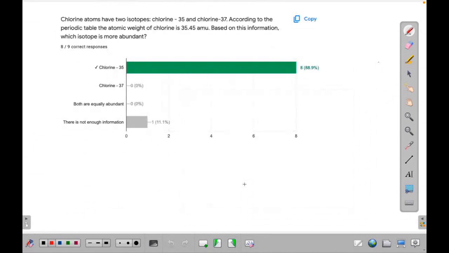This is the same type of concept. This is, again, going back to mass spec, isotopes, and atomic weight or atomic mass. So according to the periodic table, the atomic weight of chlorine is 35.45. Based on this information, which isotope is more abundant? Well, we've got Cl35, we've got Cl37. Now, if this was a 50-50 deal, what would the average be? The average atomic mass would be 36. However, it's not 36. It's backwards from the last one. We don't know the percentages, but it's not 36.